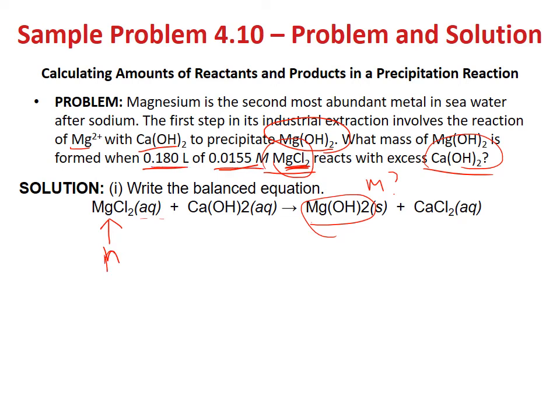Okay, we can calculate the moles, and then use this information with stoichiometry. We can calculate the moles of the product magnesium hydroxide. From moles, then we can calculate the grams using molar mass. So the first step is the moles of reactants, the second step uses the stoichiometry to calculate the moles of product, and the third step is to calculate the grams.